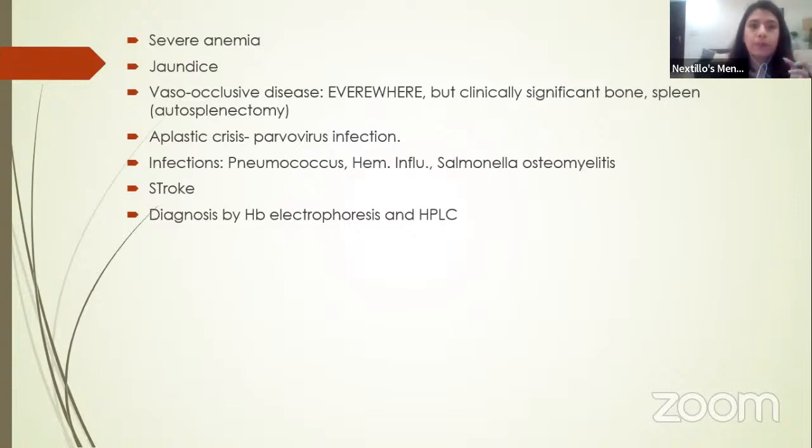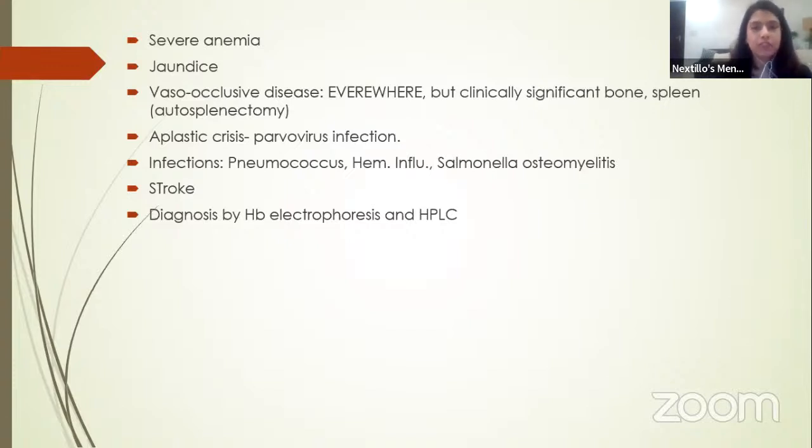Now, because of this blocking, vaso-occlusion occurs, and this vaso-occlusion can occur anywhere in the body, but is most significantly seen in the bone. So it causes bone pain in patients. It can also be seen in the spleen and cut off the blood supply of the spleen, causing the spleen to decrease in size and become fibrotic, which is called autosplenectomy.